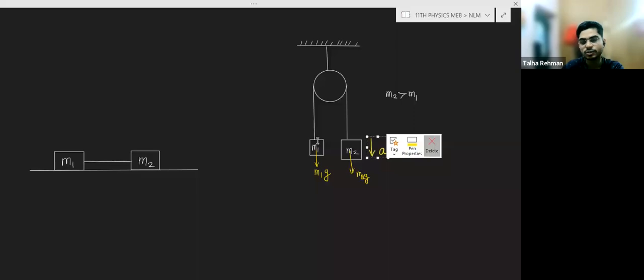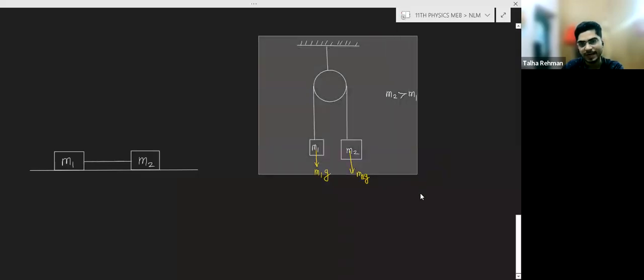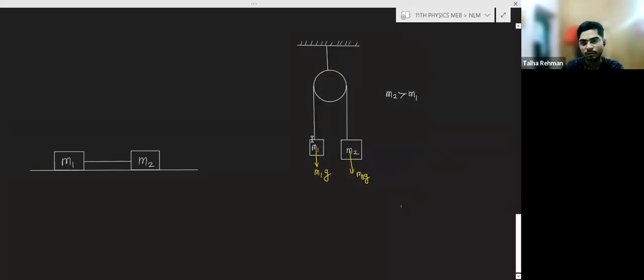We want the acceleration of this mass m1 and m2. First of all, the acceleration of m1 and m2 will be the same. Remember this point, because the string is massless and inextensible, and the pulley is frictionless and massless.